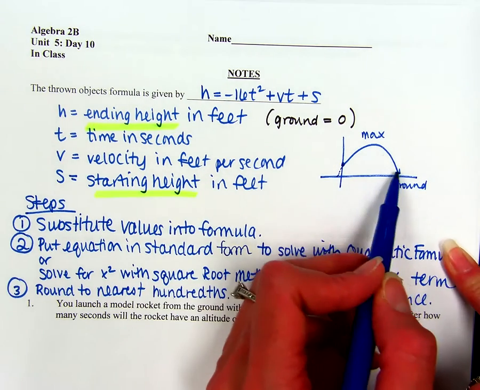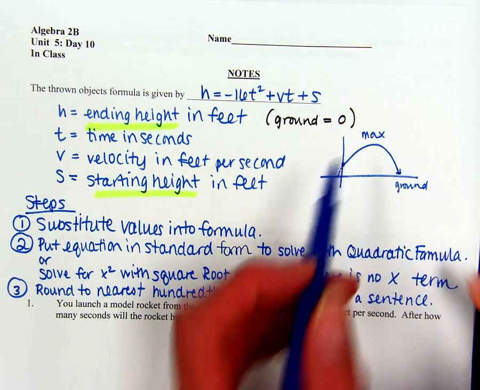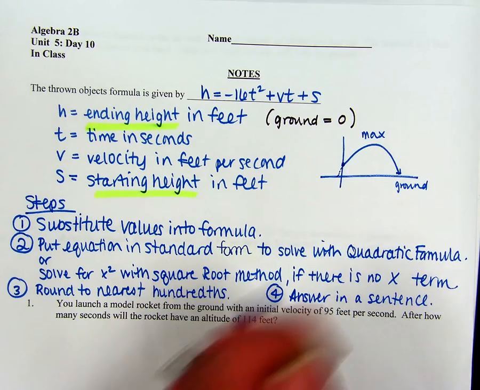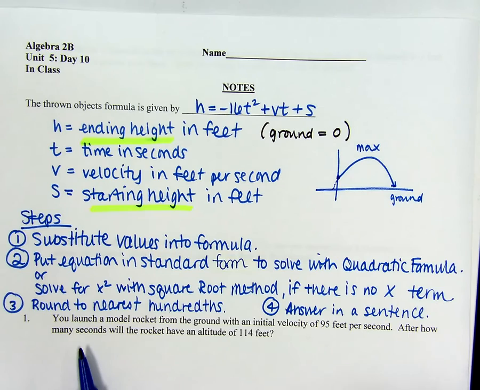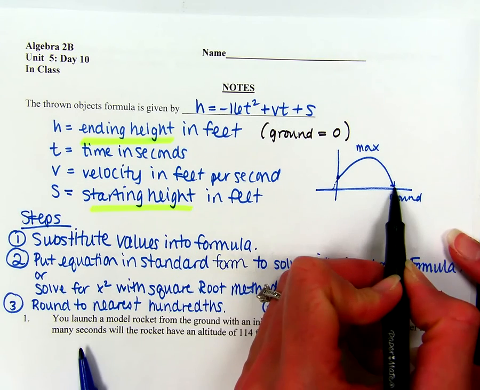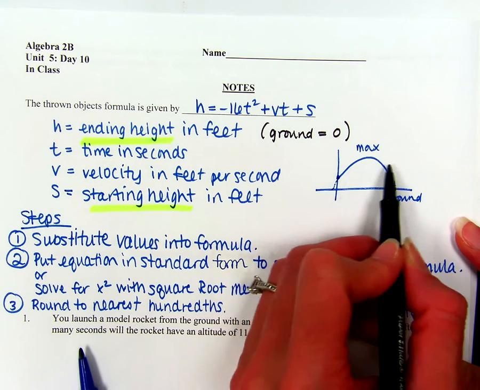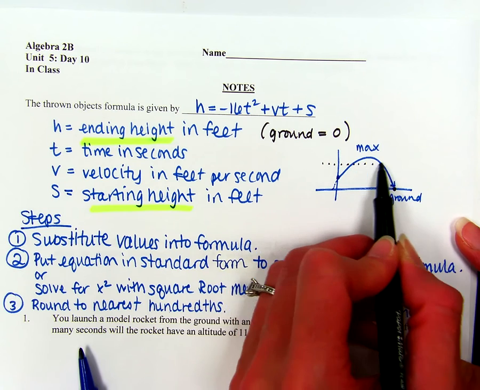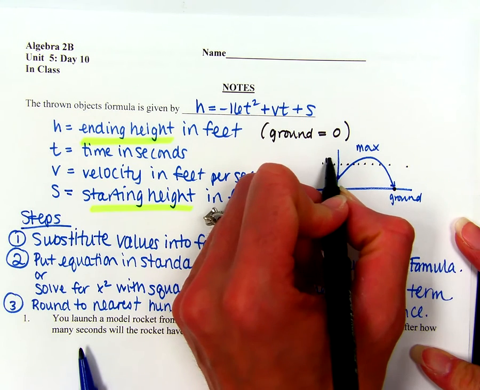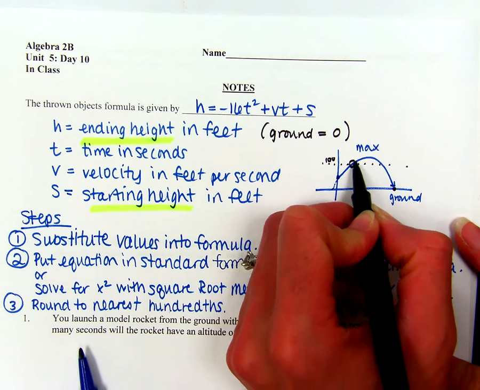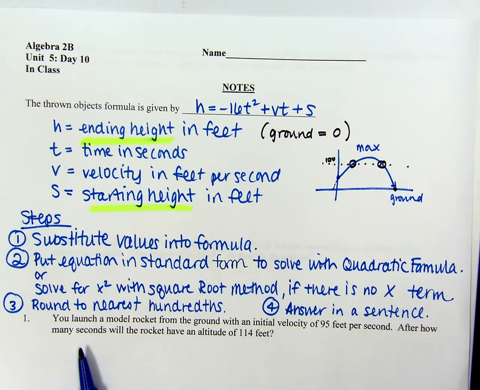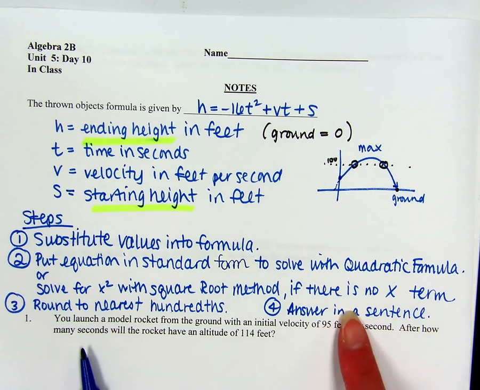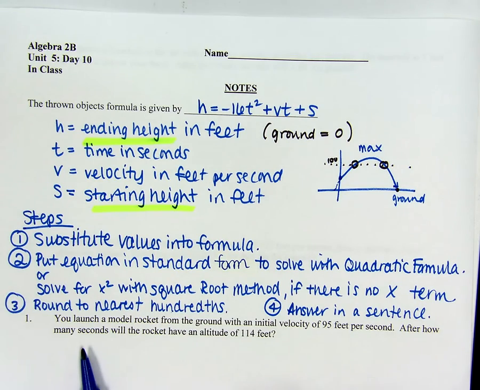But essentially what you're finding is how long will it take to have a certain height. It may not always ask you for the ground. It may say, well, how long before it's 100 feet off the ground? So if it asks you that, then it could be here and here. So it's possible that you get two solutions. Okay, so these are the steps we're going to follow. You could pause the video if you need to, but we're going to move on.